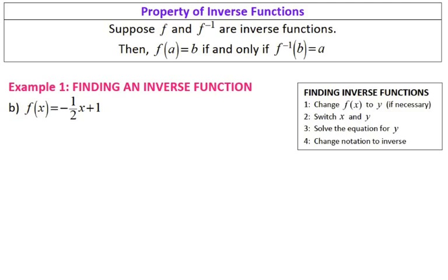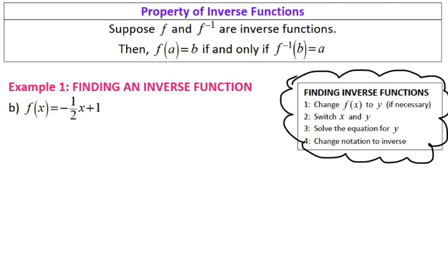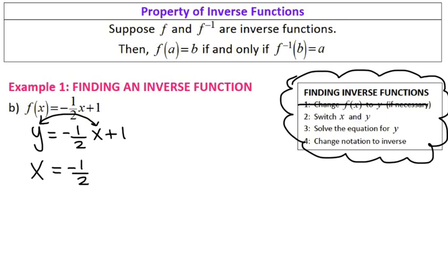To be able to find the inverse, you're just following these 4 steps that I have in the box over here. So your first step is to change f of x to y. So instead of writing it as f of x equals, I'm going to write it as y equals negative 1/2 x plus 1. So first step, done. The second step is to switch the x and the y. So I'm just going to switch these variables. So instead of y equals, I'm going to have x equals negative 1/2 y plus 1.